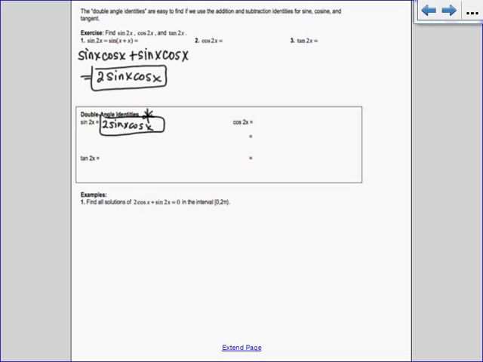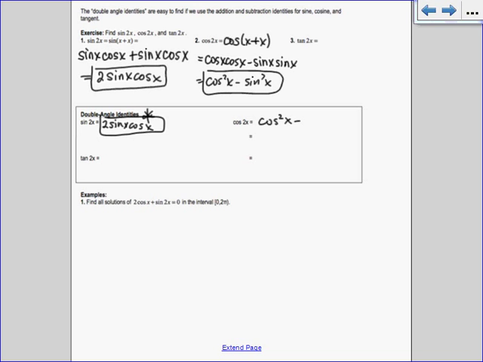All right, now cosine of 2x, well, that's going to be cosine of x plus x. So that's the one that's cosine, cosine, minus sine, sine. So you end up getting cosine squared minus sine squared. Okay, but notice I have 3 different blanks here, or 3 different equal signs. So there are different ways to write this. So this is the one that I want you to know.